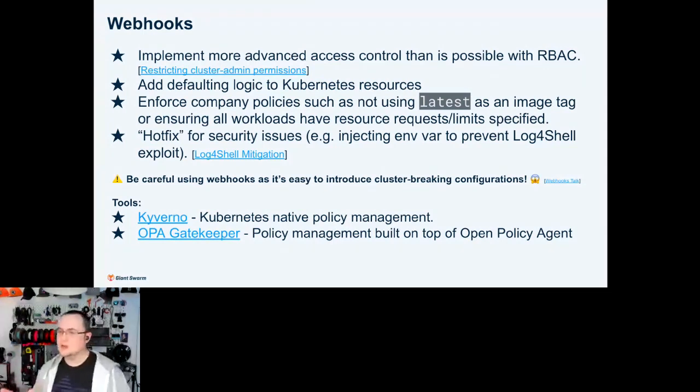So I'm sure you remember the local shell incident that was a few years back now. There's actually a Kyverno policy that mitigates that vulnerability by setting a specific environment variable on all containers running within your cluster. So effectively it shuts off that vulnerability cluster-wide. I recommend looking at either Kyverno or OPA Gatekeeper or similar tools that give you a more abstracted view on working with webhooks and allow you to do it in a more declarative way. So with Kyverno, for example, you create a policy resource within your cluster, and then that is picked up by Kyverno and implemented for you.